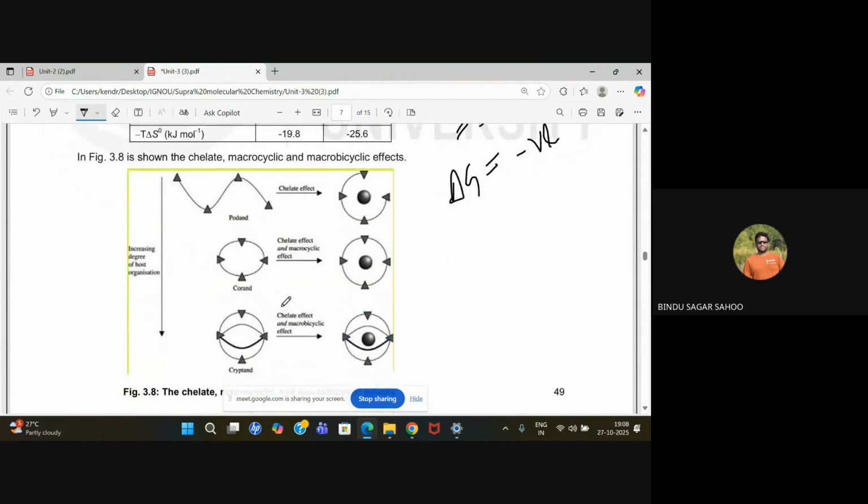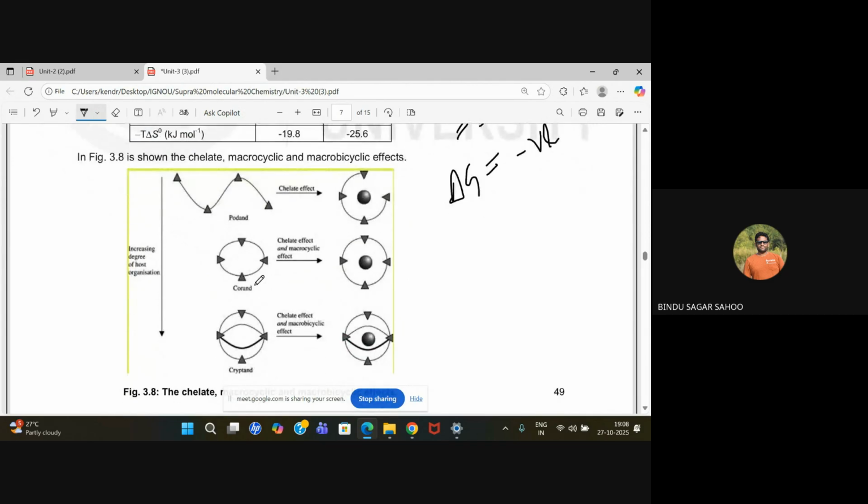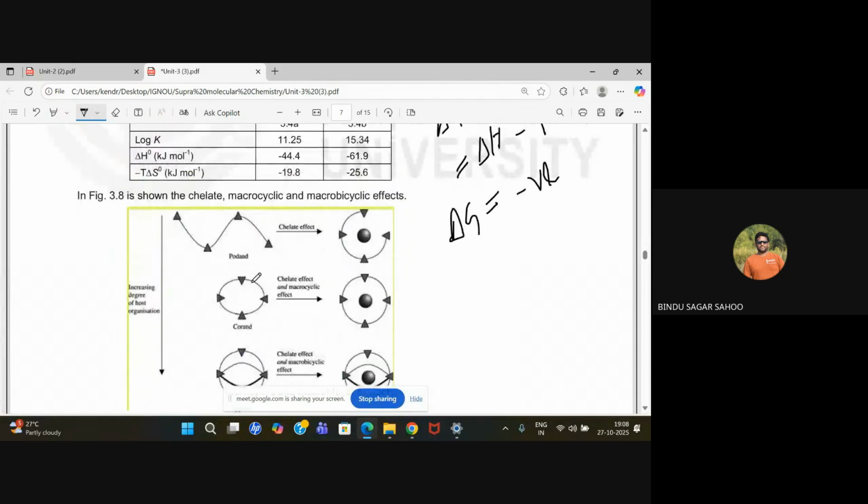So here we are comparing three complexes. One is podand, one is a macrocyclic complex, and this is a podand complex. This is cryptand, or macrobicyclic. You can see here the structures.